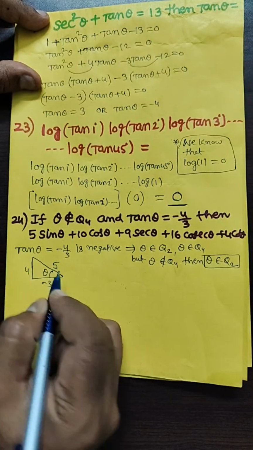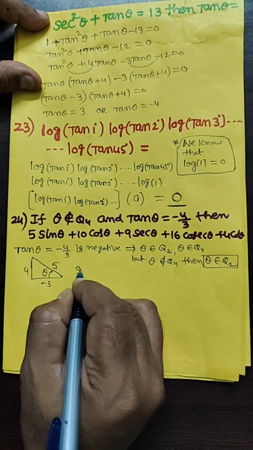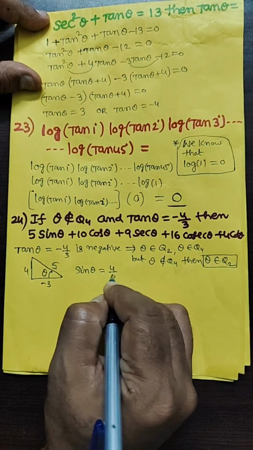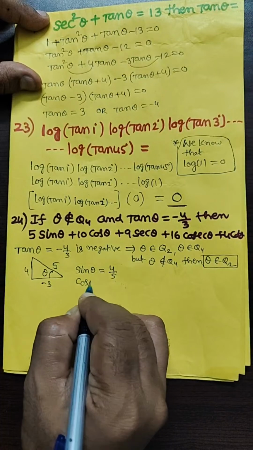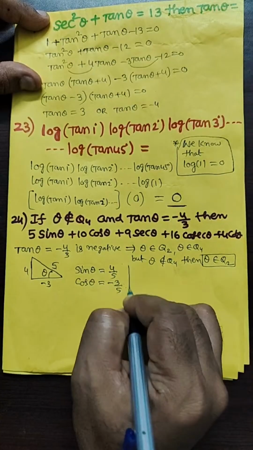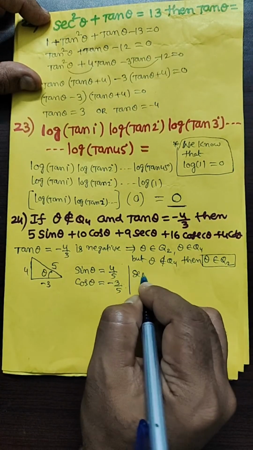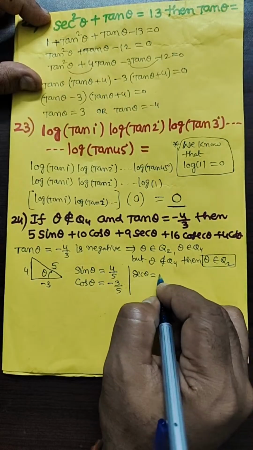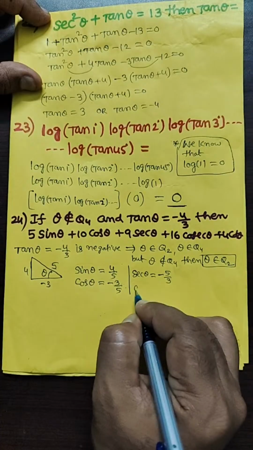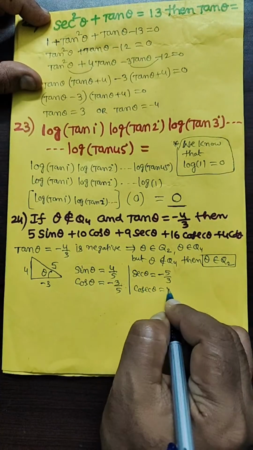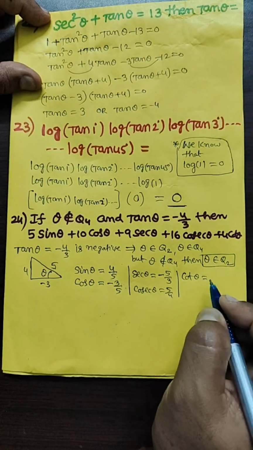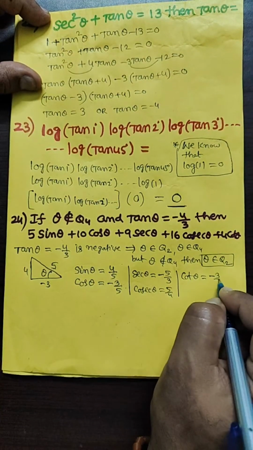By using Pythagorean triples, we have sin theta value in the second quadrant, it is positive, so 4 by 5. Next, cos theta in the second quadrant is negative, minus 3 by 5. Next, secant theta is also negative, so minus 5 by 3. Next, cosecant theta is positive, so 5 by 4. Next, cot theta is negative, minus 3 by 4.